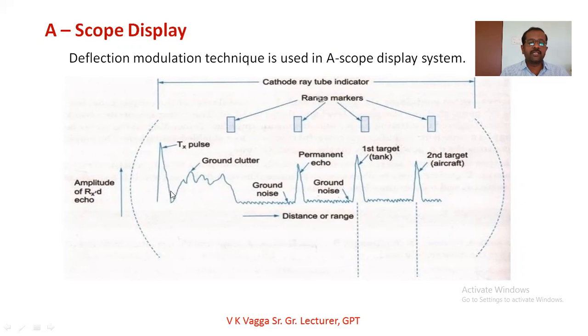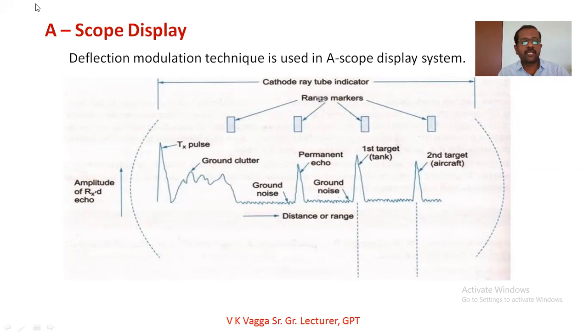You can see, if this is assumed to be the transmitted pulse, okay, so that its echo is to be obtained after some time, so that you can see this is the permanent echo, and it is the first target achieved, and this is the second target signal, etc., etc. In that way it is to be continued. And this one is the ground clutter, or the ground noise, all this one.